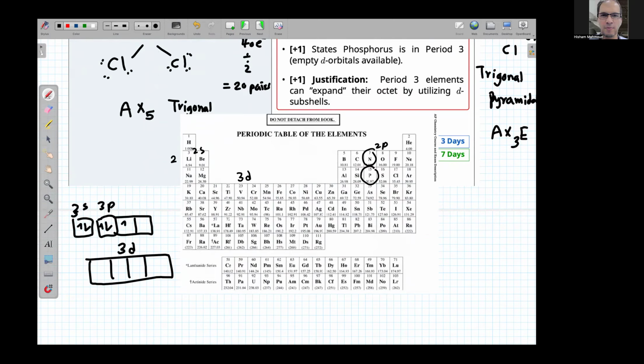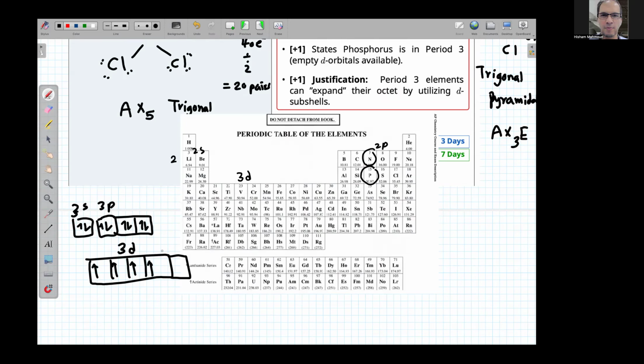So if there is even more than 8, it can accommodate 1 more, 2 more, 3 more, 4 more, up to 12. Even more electrons it can carry. It can carry more electrons because of its empty 3d orbitals. This allows it to form 5 bonds and hold 10 electrons.